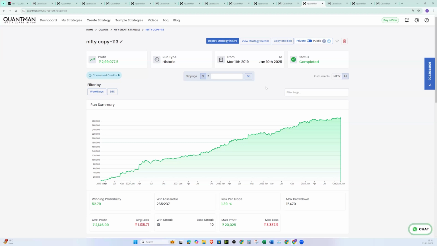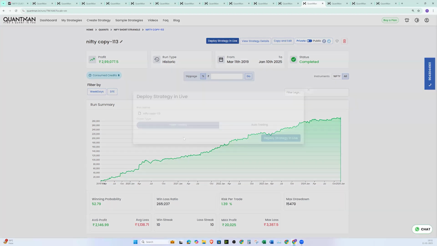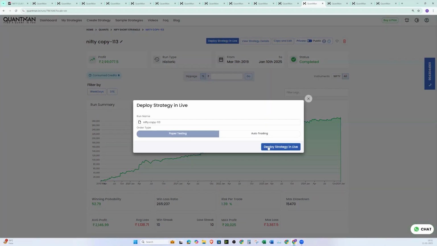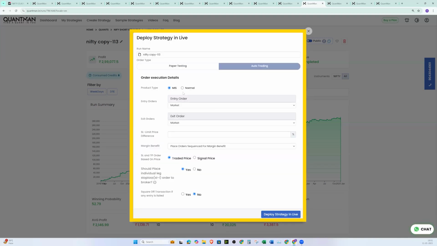Now we need to put it on paper trade once we deploy. Here go to deploy strategy in live paper trade. Once deployed, it will show stop run. Okay. If you choose auto trading, it asks which segment you want, intraday segment or carry forward normal segment. Once you choose normal segment, make sure your entry and exit order is in market order.